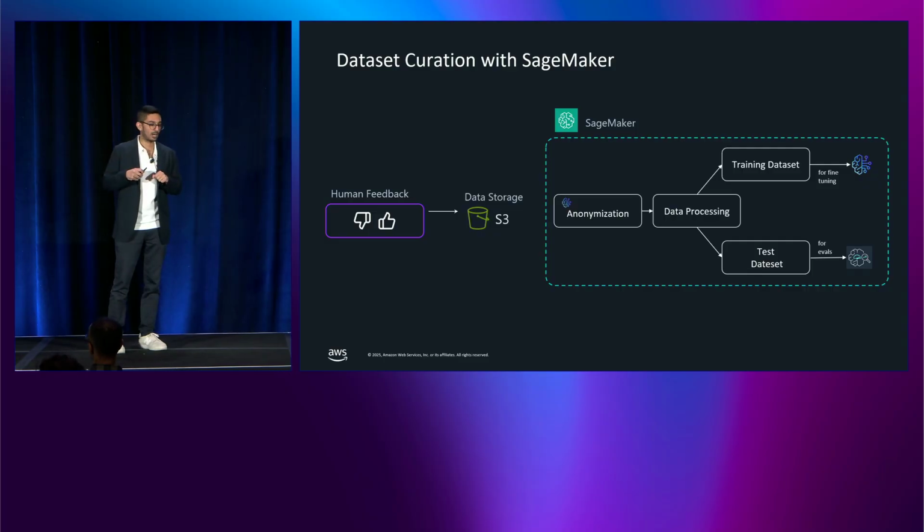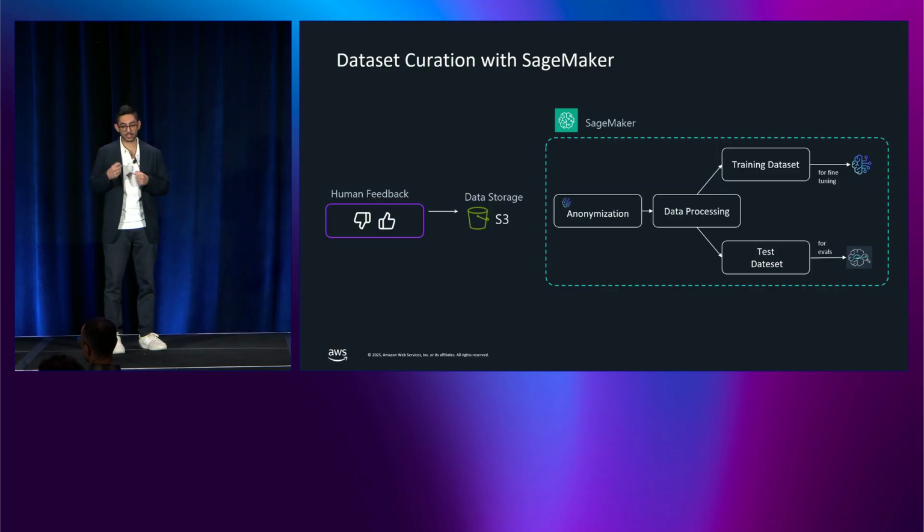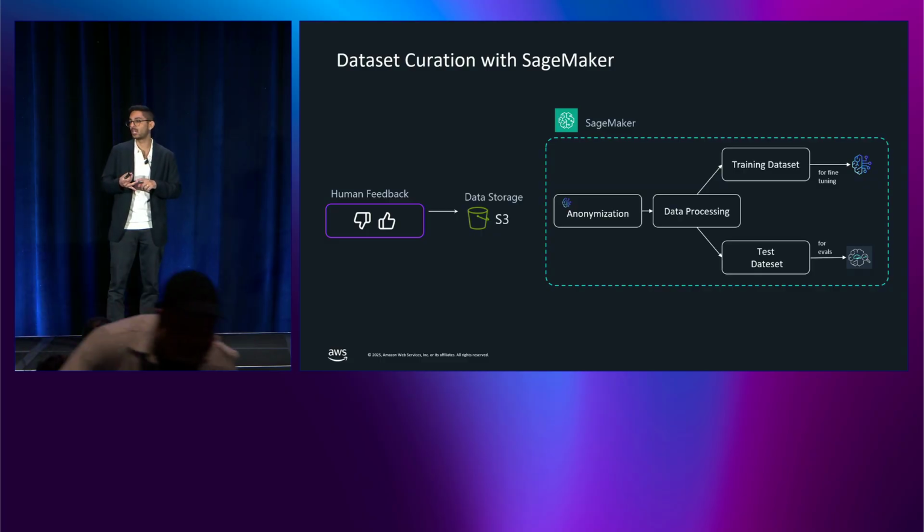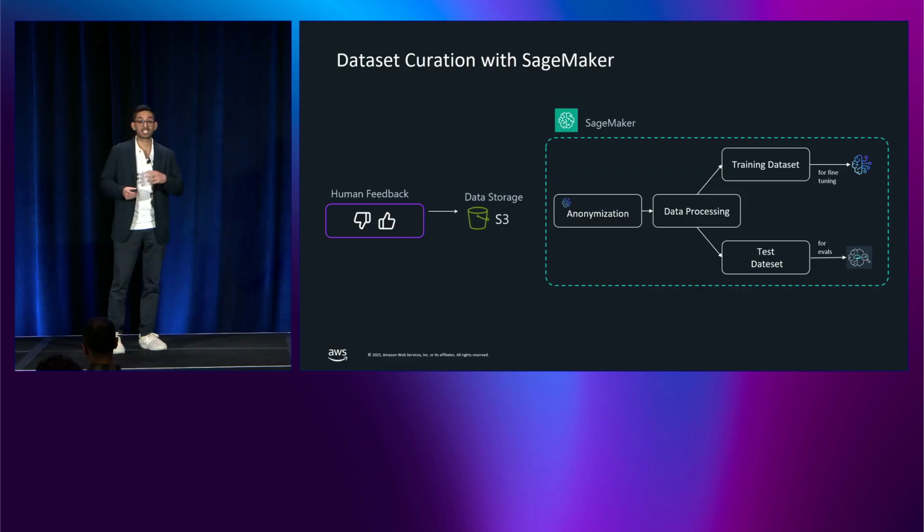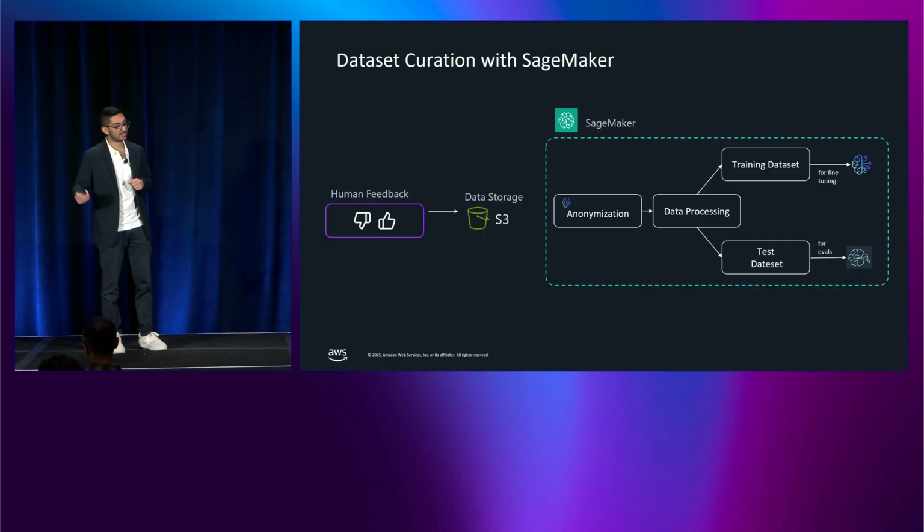So we have our human in the loop. They are collecting the examples. We save this data into a bucket. And then in SageMaker, we designed a very simple pipeline. First, we anonymized the data using an LLM because we want to remove biases. We don't want to get affected by a specific customer's data or specific application. Then we normalize the data and split it into a training data set and a test data set.